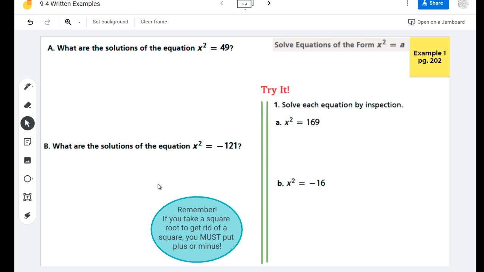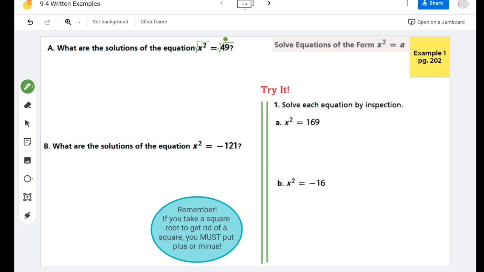Notice there's nothing being added or subtracted to it. There's no linear term, it's just the quadratic term. Kind of easy peasy. So if you have an expression that's written in this form, what we're going to do is take the square root of each side to counteract an x squared.